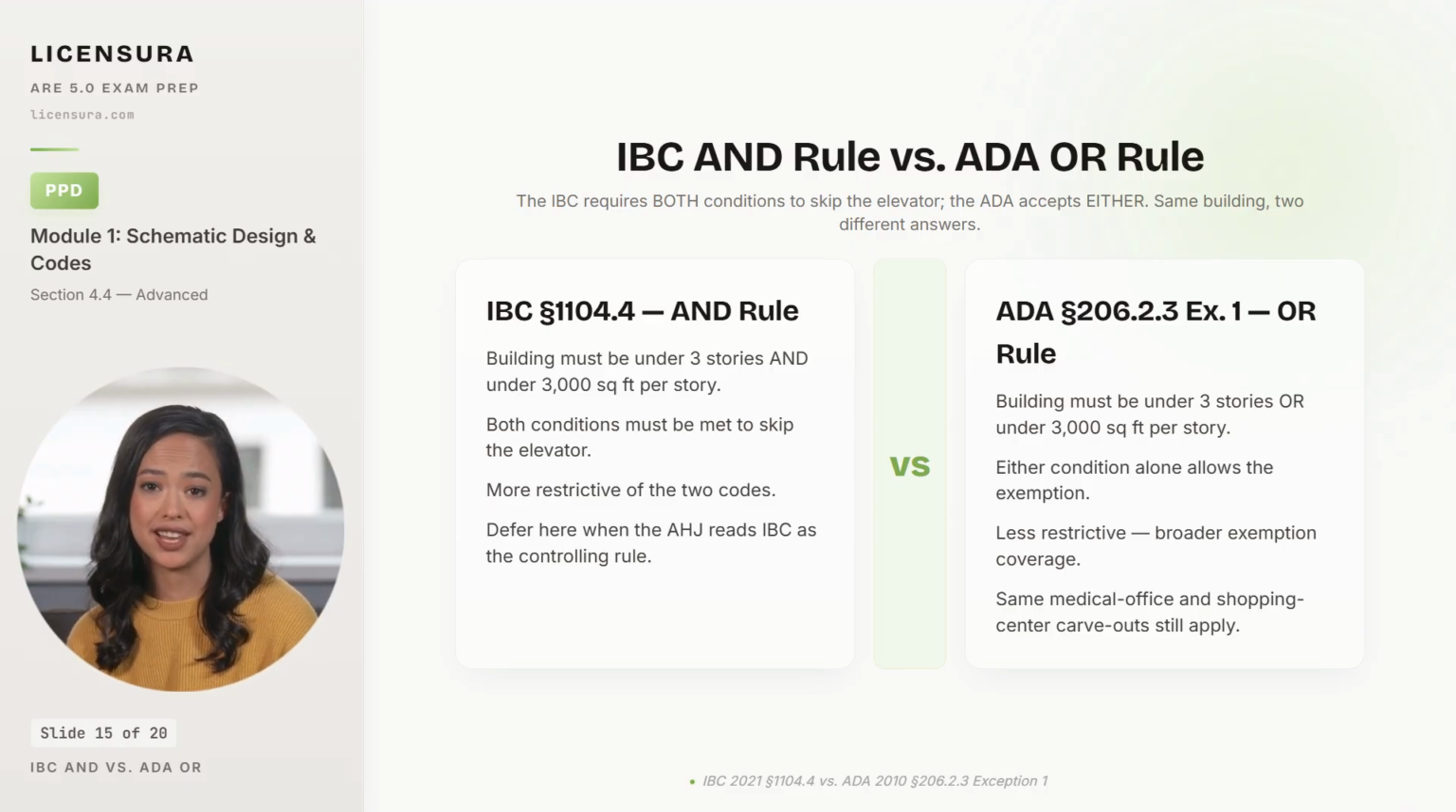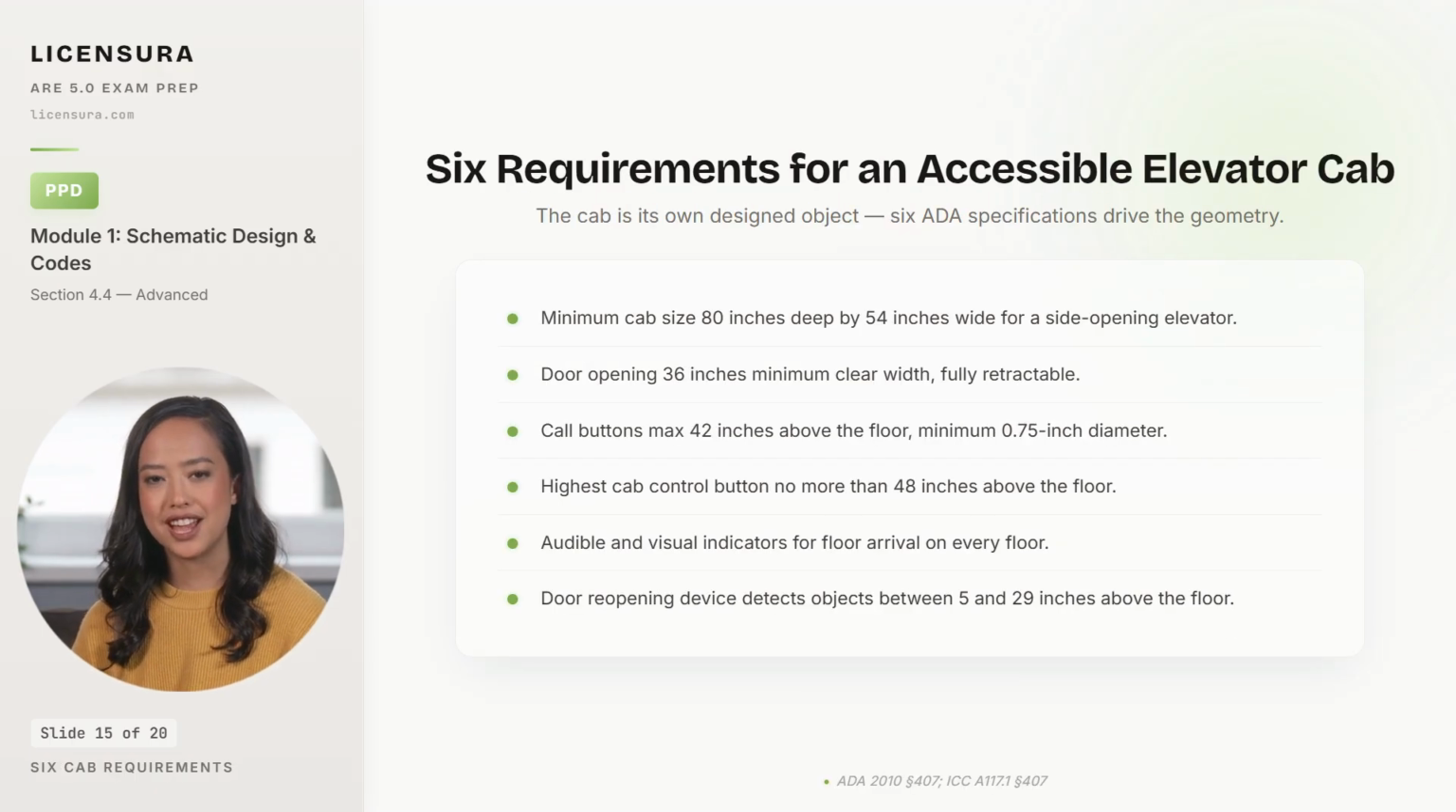When the elevator is required, 6 cab specifications govern the design. 6 anchors define the accessible elevator cab. First, minimum cab size: 80 inches deep by 54 inches wide for a side-opening elevator. A wheelchair plus an attendant must turn around inside that footprint, and tighter cabs fail certification.